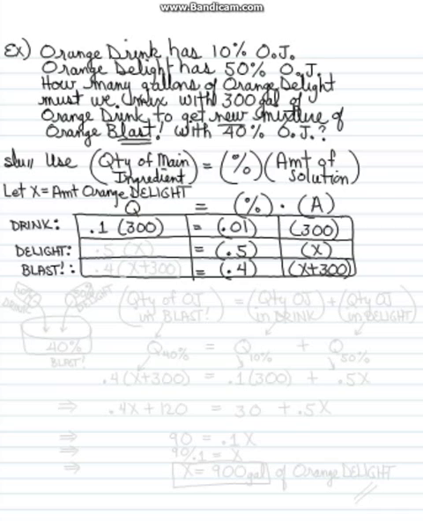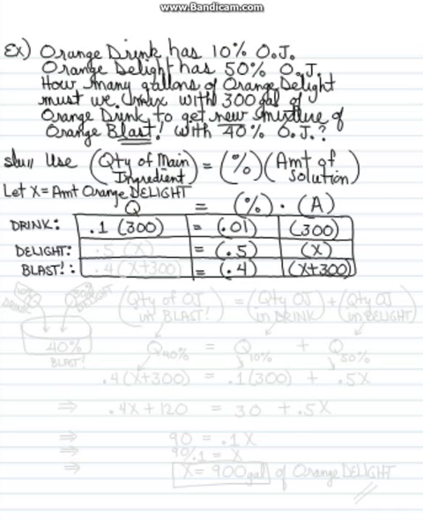And then for the blast, the percentage of orange juice is 40%, so it's 0.4 times parentheses. Well, the container for the blast is empty when we start, so we're going to add to that empty container the 300 gallons of drink plus the X gallons of delight. Therefore, the amount inside of the blast container is going to be X plus 300.